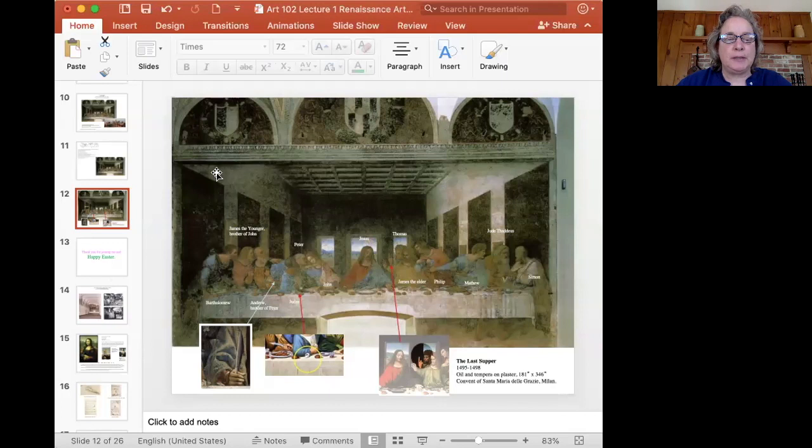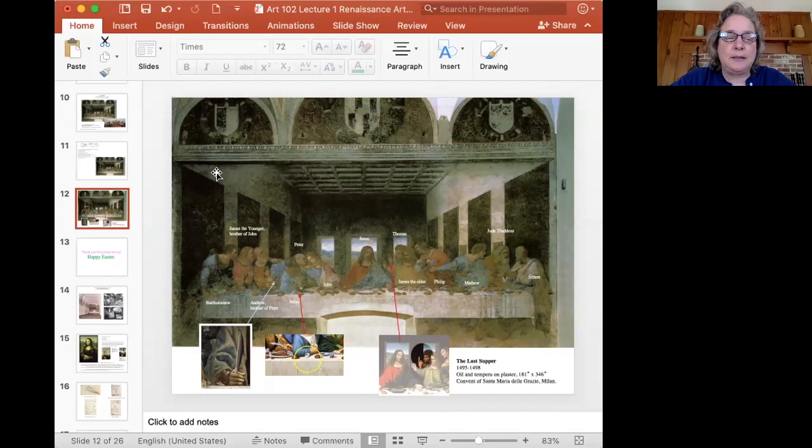So the Duke of Milan was a very wealthy and powerful man in Milan. He's kind of like the king of Milan. And he hires Leonardo not to be an artist, but to be an engineer and to help him plan for a military invasion he knows is coming from the French, from the King of France.